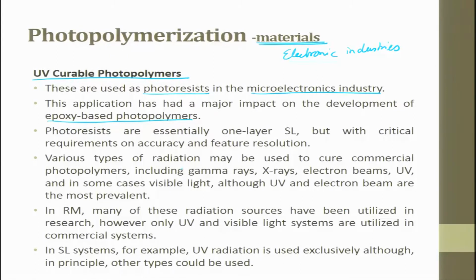The various types of radiation that may be used to cure commercial photopolymers include gamma ray, which I discussed earlier, X-ray, electron beam, UV, and in some cases visible light, although UV and electron beam are most commonly used. In rapid manufacturing, many of these radiation sources have been utilized in research. However, only UV and visible light systems are effectively used in real products. In SL systems, for example, UV radiation is used, although in principle other types could also be used.